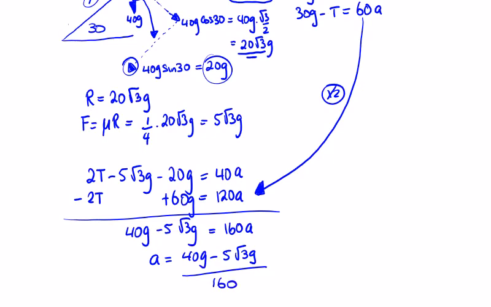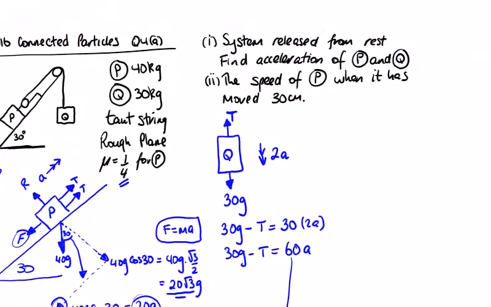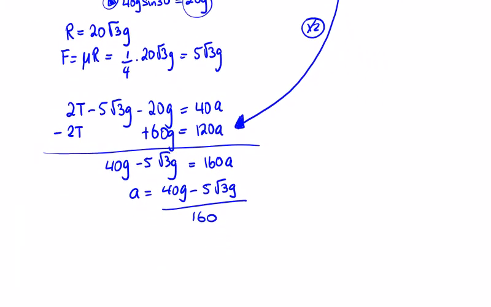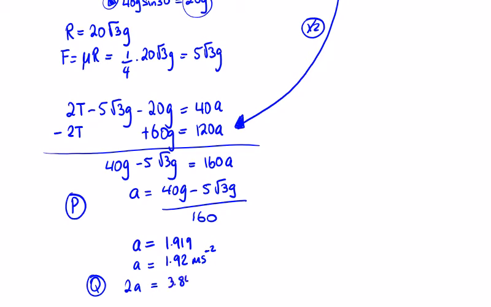So let's look at what that is, what they're looking for, isn't it? A in this case is the acceleration of P, and Q is twice that. So we need to multiply this by 2 to get Q. Type this into a calculator and we're going to get 1.91955919. So we'll leave it at 1.92 m s to the minus 2. So that's P. And 2A for Q will give us twice that, which is just going to be 3.84 m s to the minus 2.